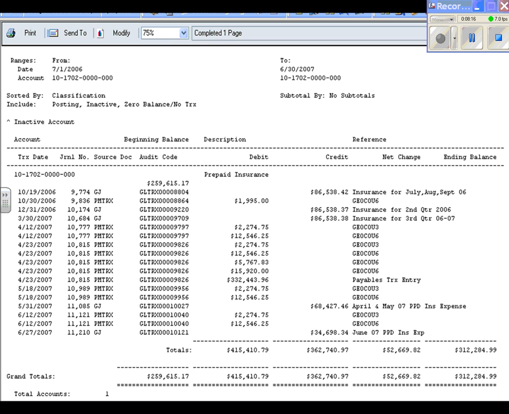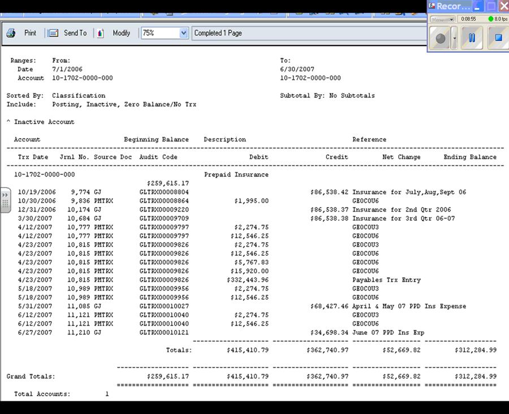If I asked for the detail of this account, this is the prepaid insurance, this is off of our general ledger system. And you can see all the transactions that have been posted to this account for the period from July 1st, 2006 to June 30th, 2007. And like I said, this is an actual general ledger detail for the prepaid insurance account for this time period. Notice the dates, right? You have a date for this transaction. The first one is October 19, 2006. There's the journal entry number.